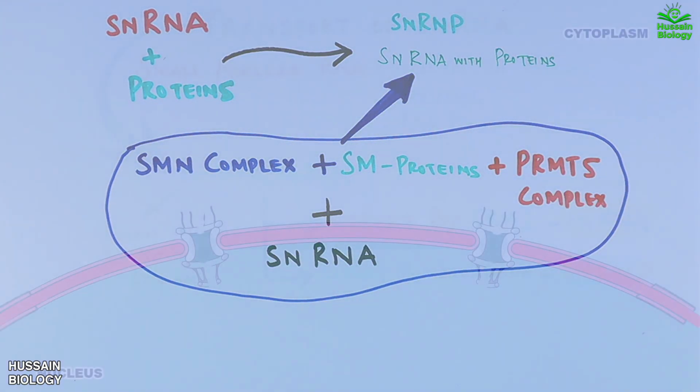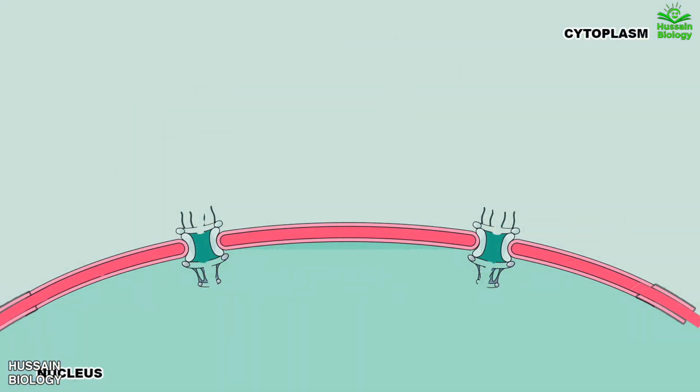Now let's see the process in detail. First of all, we have the snRNA molecule present in the nucleus shown in the diagram. Here it combines with CRM1 protein, which exports this snRNA from the nucleus to the cytoplasm shown in the animation. Now we need to make snRNP from snRNA.